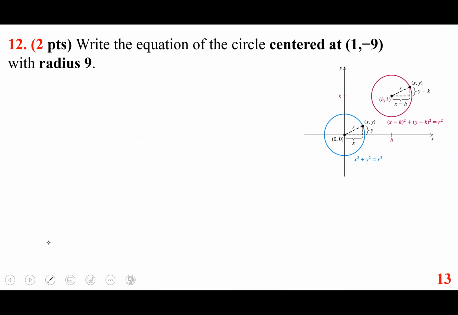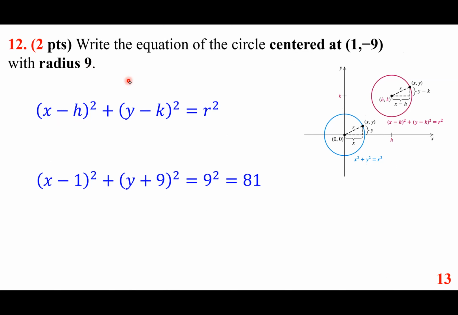We'll write the equation of a circle centered at 1, negative 9 with radius 9. We already know the general formula is in the form of x minus h quantity squared plus y minus k quantity squared equals r squared. So replace the h with 1 and k with negative 9. So this is x minus 1 quantity squared. This is y plus 9 quantity squared. And r squared, 9 squared, which is 81.